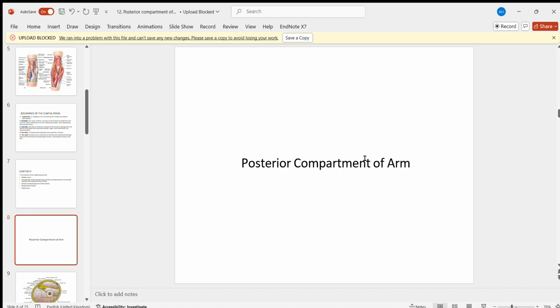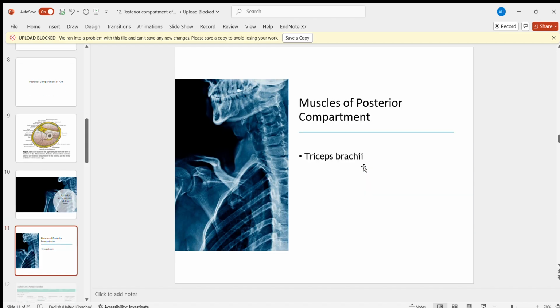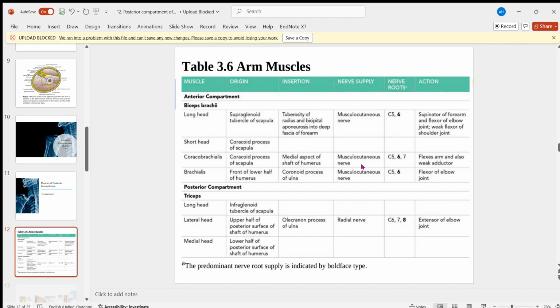Now coming to our next topic, that is posterior compartment of arm. As I told you in the video on anterior compartment of arm, the arm is compartmentalized by intermuscular septa, which are the lateral intermuscular septum and the medial intermuscular septum. It was dividing arm into an anterior compartment, which we have discussed in another video, and this is the posterior compartment. So main contents of the posterior compartment are the triceps muscle, the radial nerve, and the profunda brachii artery. Main muscles, the triceps, we are going to discuss this.